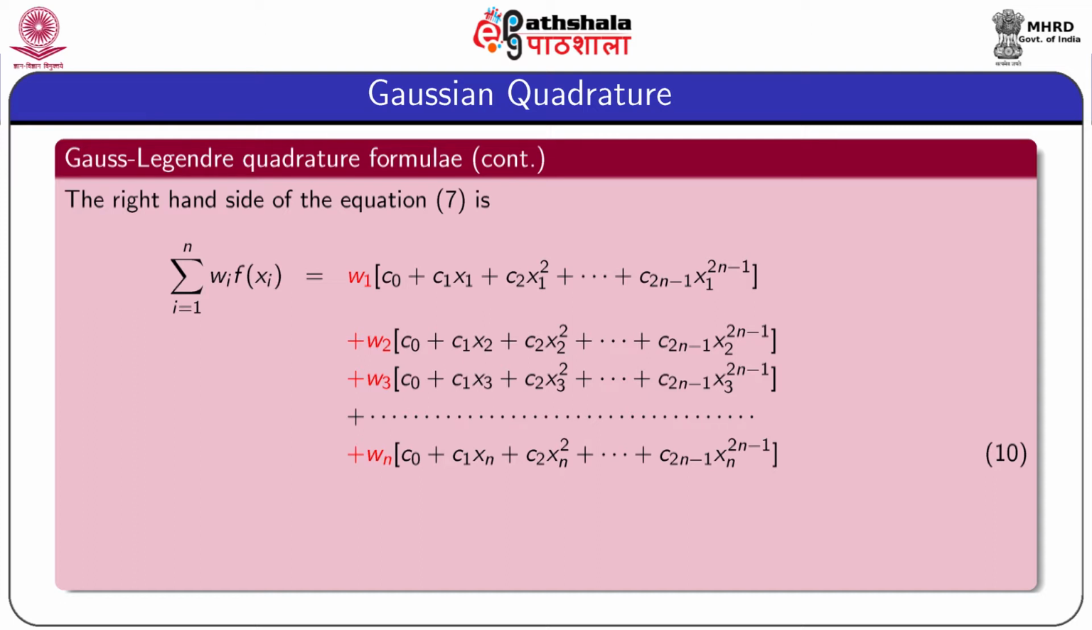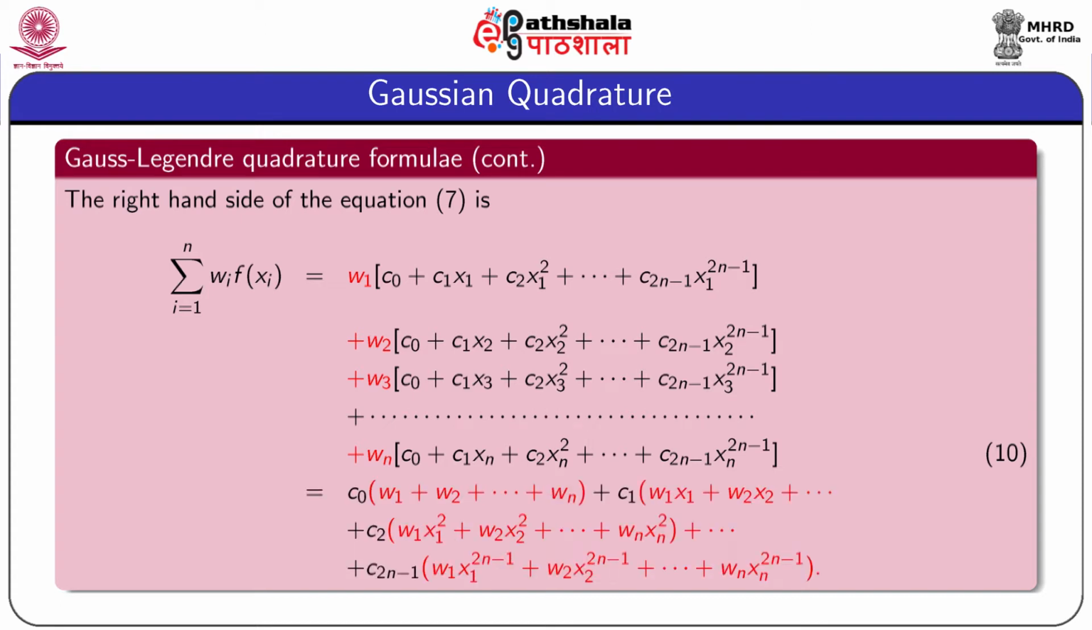The value of f of xn is c0 plus c1 xn plus c2 xn to the power 2 plus dot dot dot plus c2n minus 1 into xn to the power 2n minus 1. And rearranging this expression, we get equation 10 equal to c0 into w1 plus w2 up to wn plus c1 into w1 x1 plus w2 x2 plus dot dot dot wn xn, and lastly plus c2n minus 1 into w1 x1 to the power 2n minus 1 plus w2 x2 to the power 2n minus 1 plus dot dot dot plus wn into xn to the power 2n minus 1.